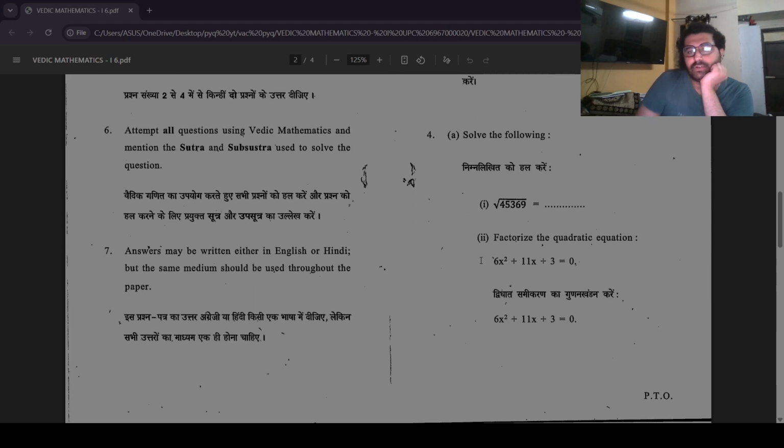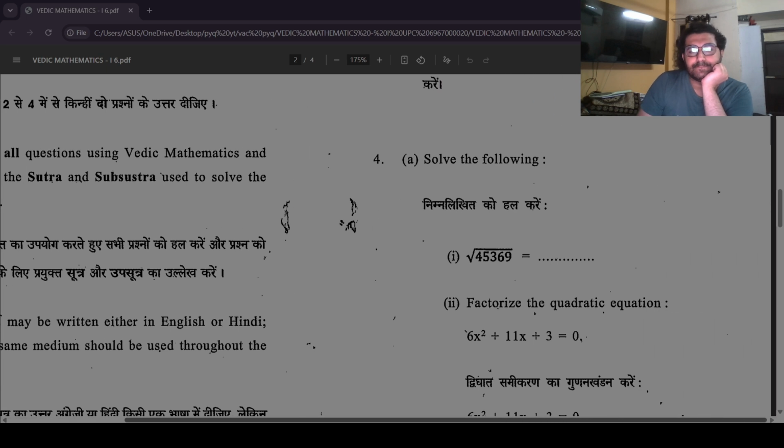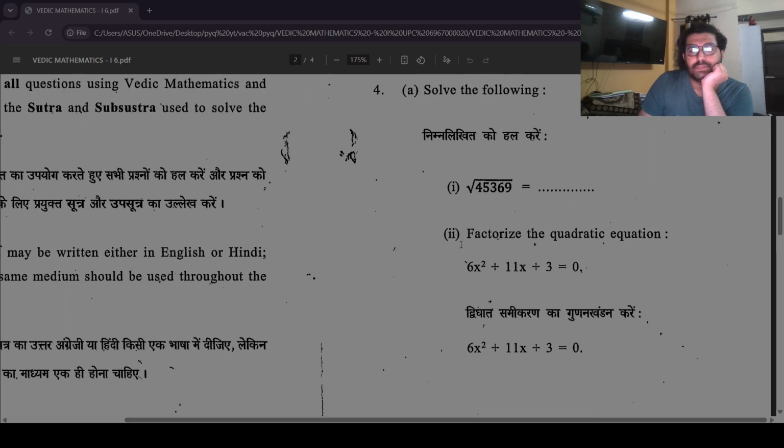Here's question number 4. Let me zoom it. You have to find the root of this 5-digit whole number, and the second question is to factor this quadratic equation.